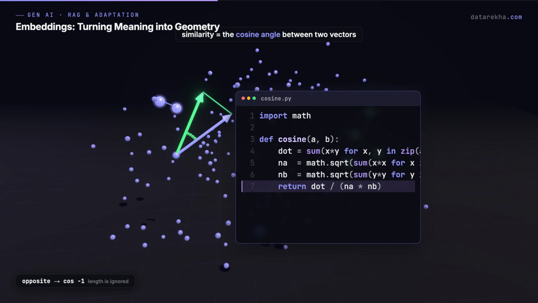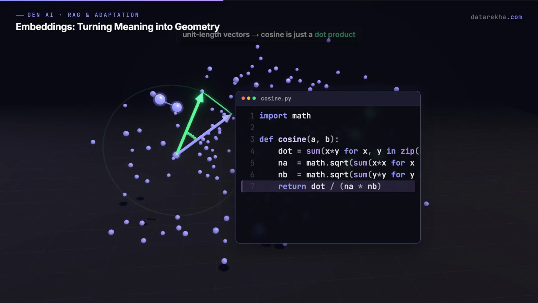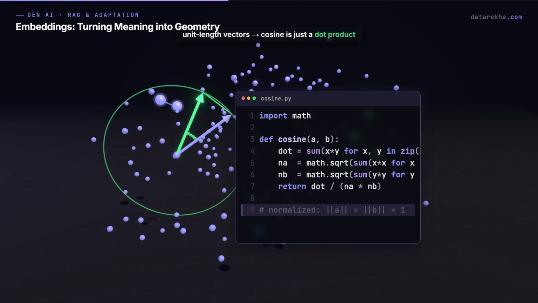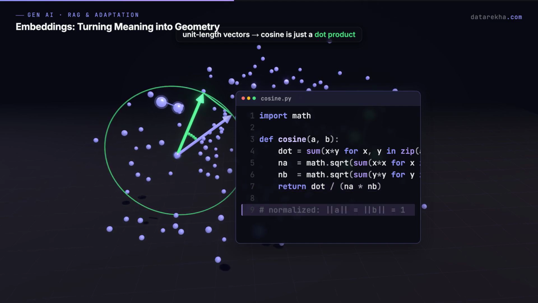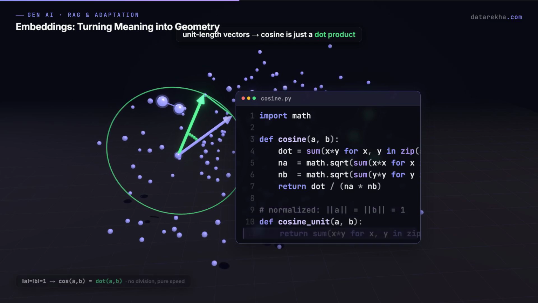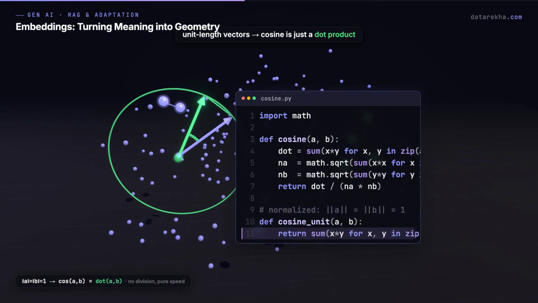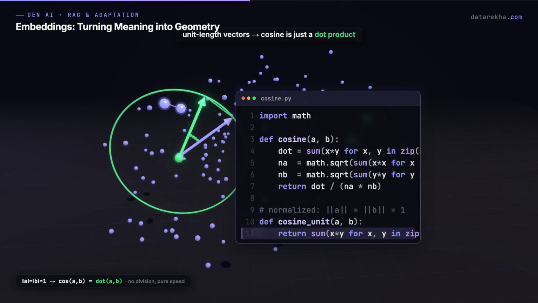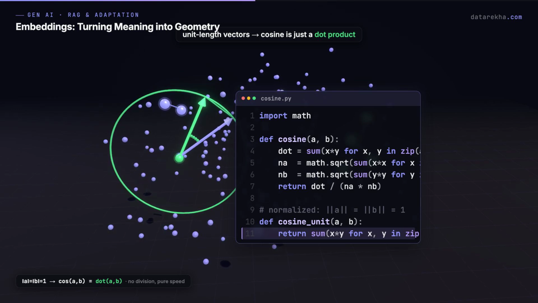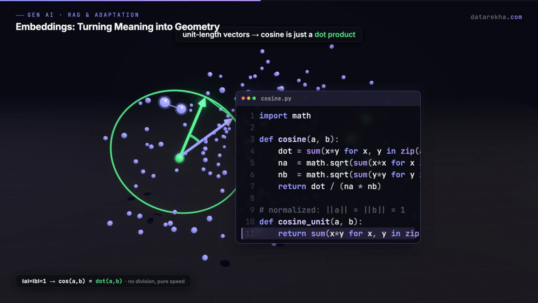Here's the quiet trick of the whole field. Most embedding APIs hand you arrows of length exactly 1. When every vector has length 1, cosine collapses into a single dot product. No division, pure speed. That's why vector databases lean on it. Normalized in, dot product out, similarity for almost free.